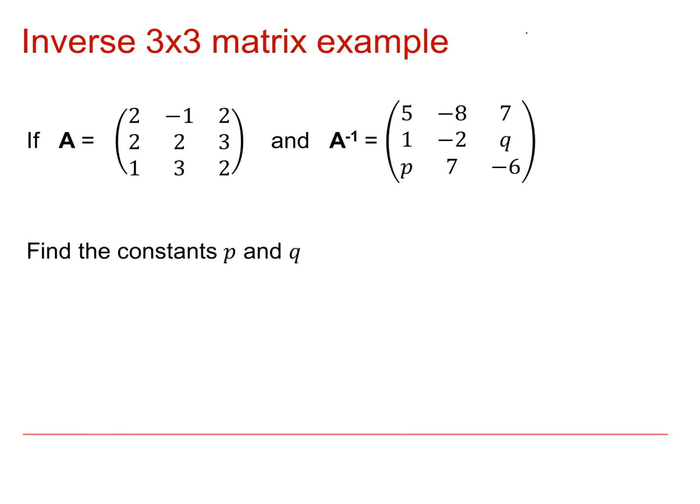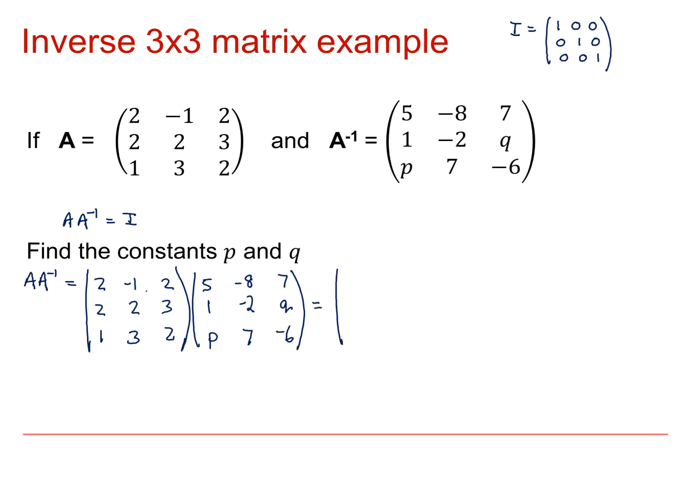We can do the same sort of thing with 3 by 3 matrices. In this case, remember that our identity matrix is 1, 0, 0, 0, 1, 0, 0, 0, 1. So if we're told that A inverse is this matrix here, we know that A multiplied by A inverse is equal to that identity matrix. So let's work out A times A inverse.